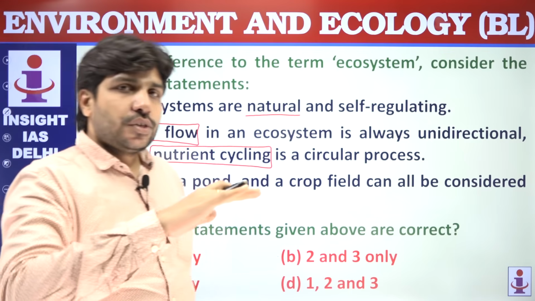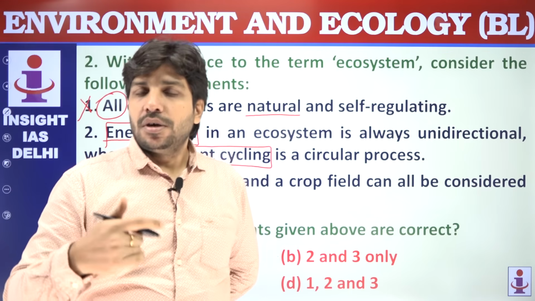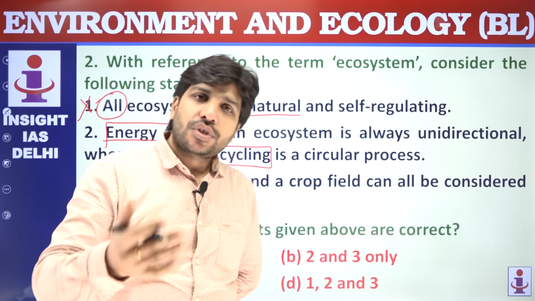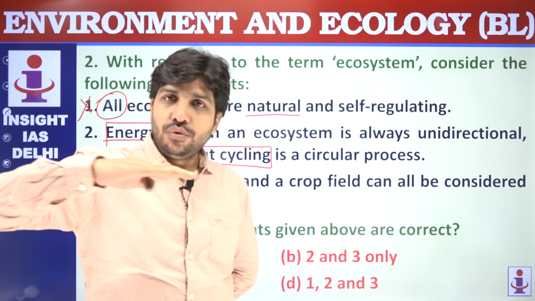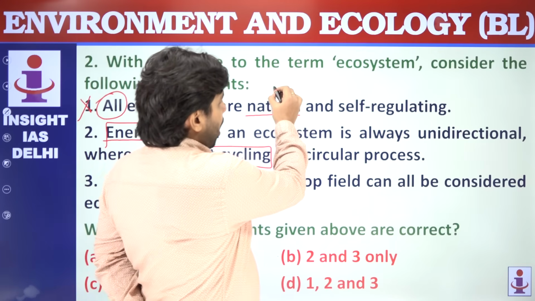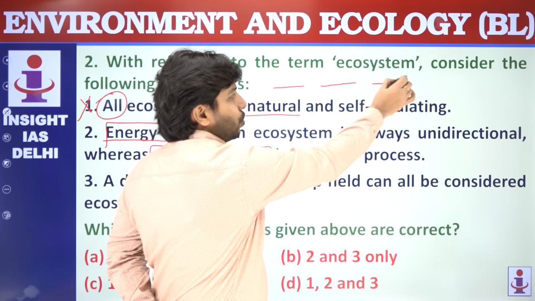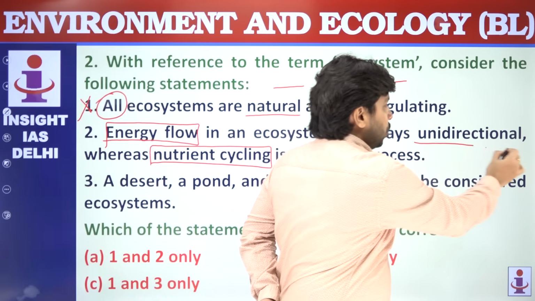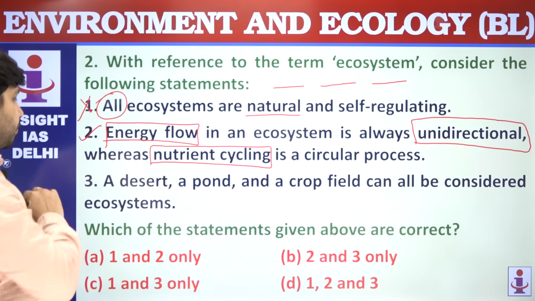Energy flow is always unidirectional. Plants, autotrophs, creating food. Herbivores are consuming that plant. Then carnivores are consuming the herbivores. So energy is getting transmitted in a unidirectional way, from plants to herbivores to carnivores. So it is unidirectional. The term here is unidirectional. So this makes this statement correct.